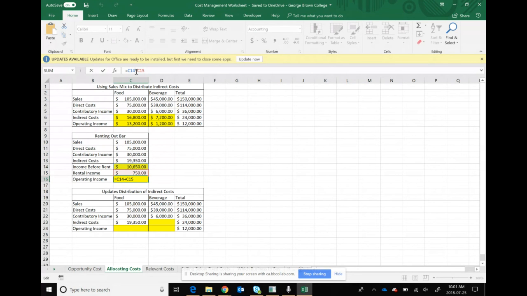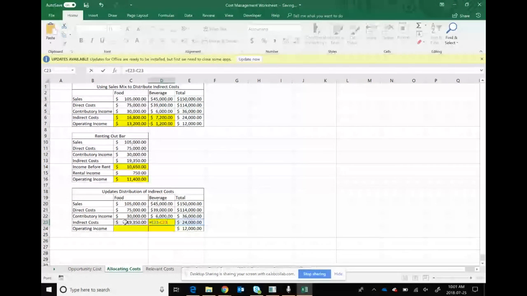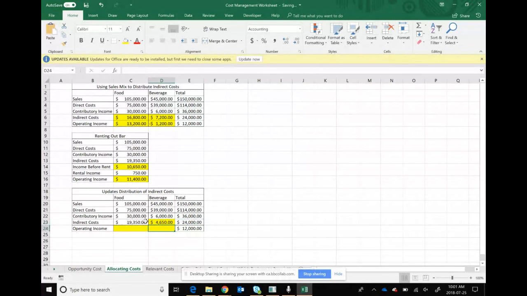To continue, I'll show you this part right here. Say now that we know that our indirect costs are $19,350, we go down to an updated version of distributing these costs. For our indirect costs, we take the total. This is saying again that we own the bar because we stopped renting it out. Subtract the food indirect costs. We get a beverage allocation of $4,650, which is a lot less than how we did it before by using sales mixes.